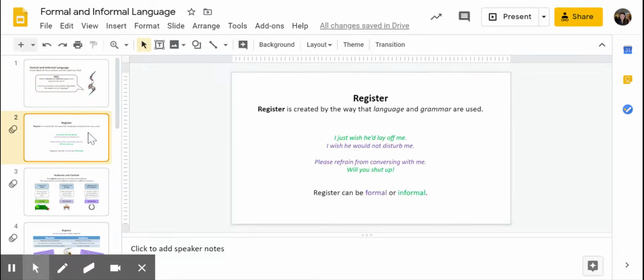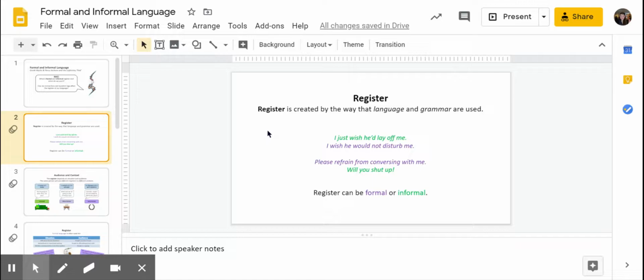So first of all, when we're talking about the formality of a language, we call it a register. So we say that it has a formal register or an informal register. We create the register, the formality of the sentence, based on the language that we choose to use and the grammar that we choose to use.